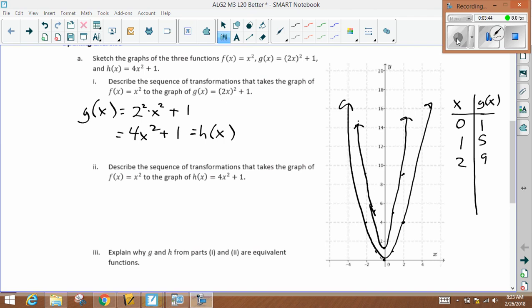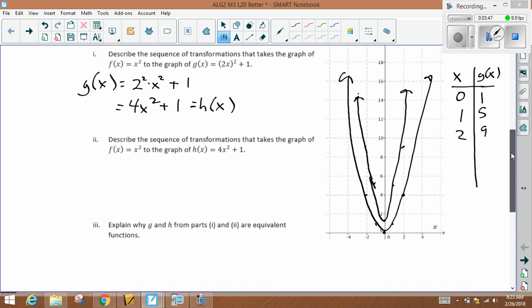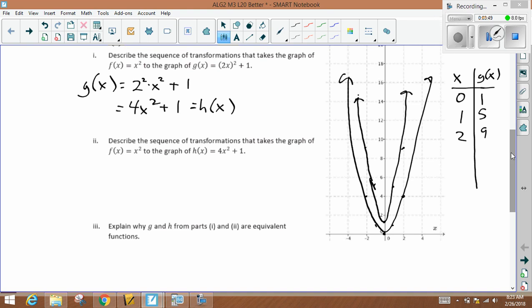All right. So, what happened? What was the sequence of transformations to go from f of x to h of x? Well, it looked like this was a vertical translation of positive 1, right?